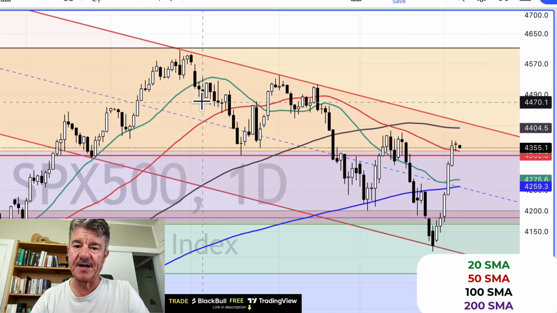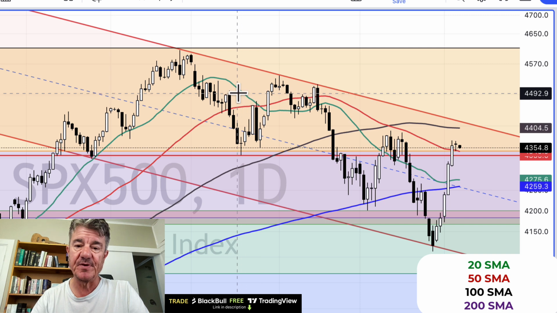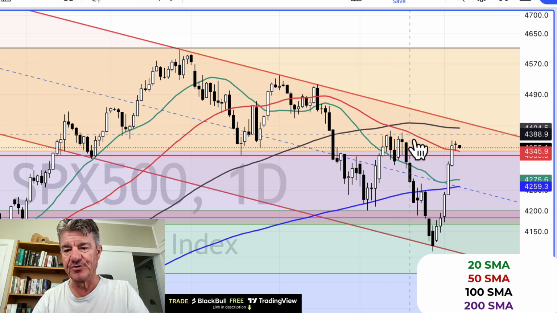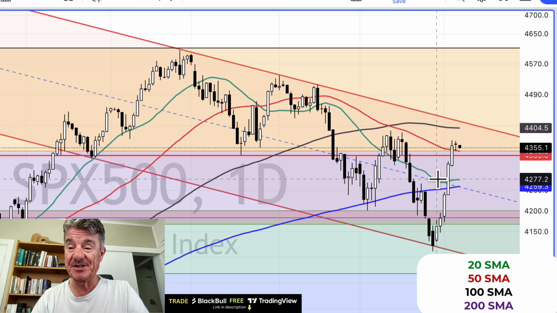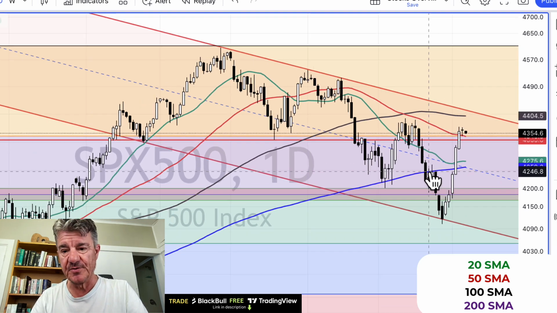And when the trend starts to change, you can see the moving averages begin to cross over. In this case, we've had the 20 cross over the 50. We've had the 20 cross over the 100, and we've had the 50 cross over the 100. Right now, and in fact up until last week, the 20 period moving average, the green line, was heading down towards crossing over the purple moving average, which is the 200 period moving average.